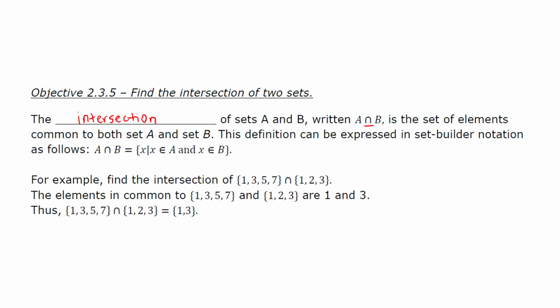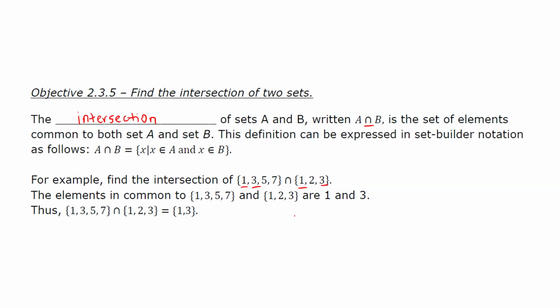For example, find the intersection of the sets 1, 3, 5, 7 and 1, 2, 3. The elements in common to the set 1, 3, 5, 7 and the set 1, 2, 3 are 1 and 3. That's what they both have in common, 1 and 3. Thus, the intersection between these two sets would be 1 and 3.